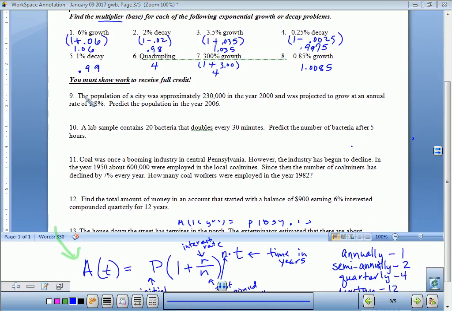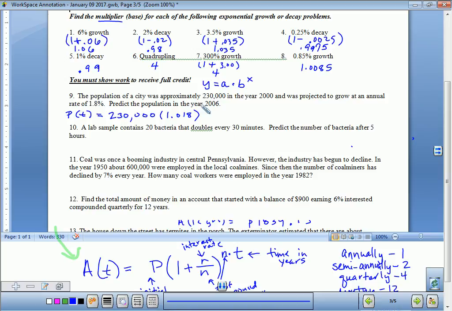All right, number 9, the population of a city was 230,000 in the year 2000 and was projected to grow at an annual rate of 1.8%. Predict the population in the year 2006. All right, so this is going to fit into this model, y equals a times b to the x. It is exponential growth. And so in this case, the population with respect to time is equal to the initial population, 230,000 times 1.018, which would be our multiplier.